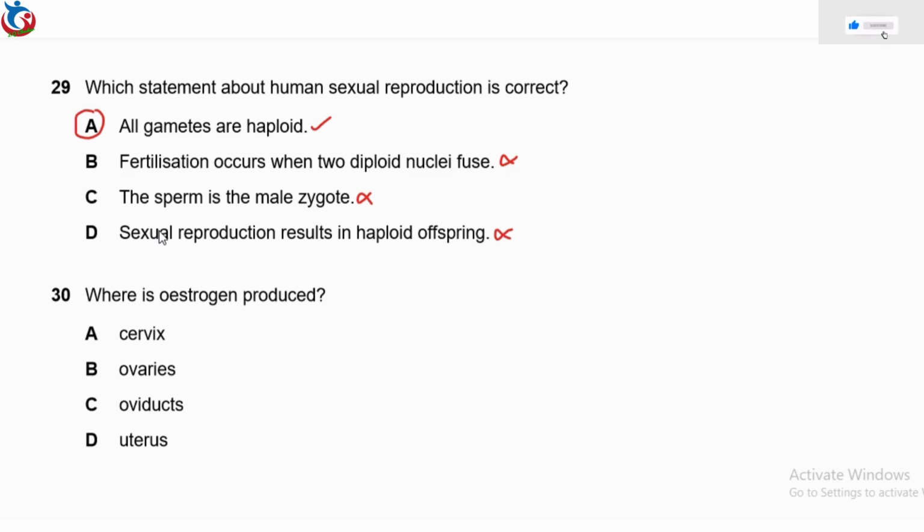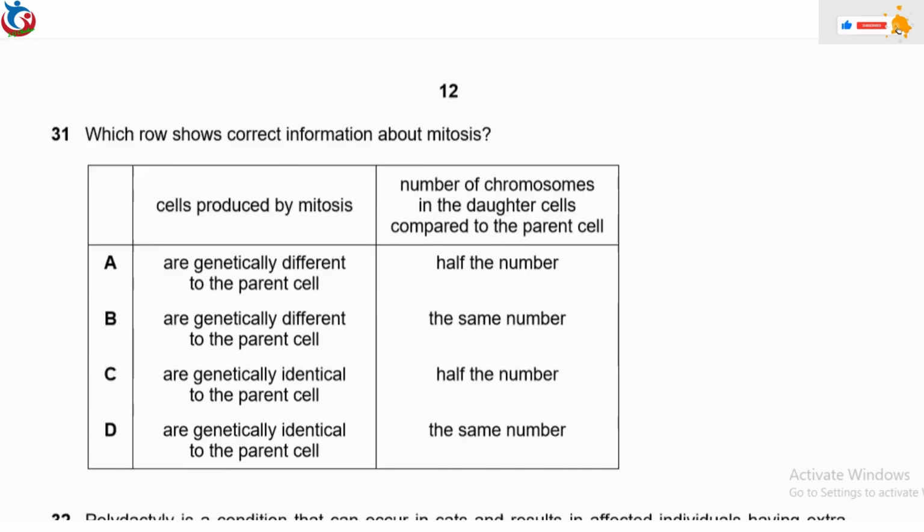Question 30 says, where is estrogen produced? Estrogen is responsible for the production of egg cells. Okay, estrogen for egg cells, the oocytes. So it's not produced by the cervix, but rather by the ovaries, not the oviducts and not the uterus. So this makes option B our correct answer.